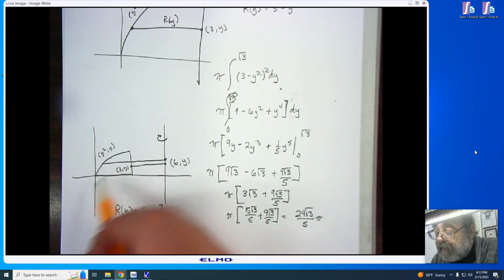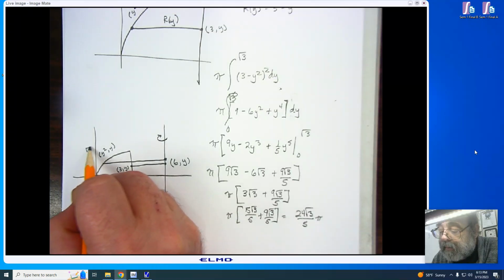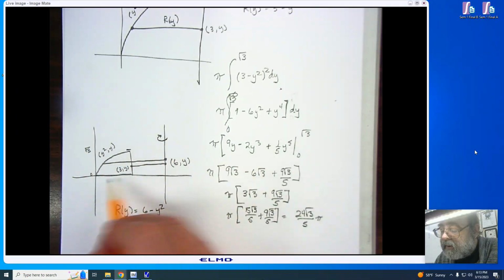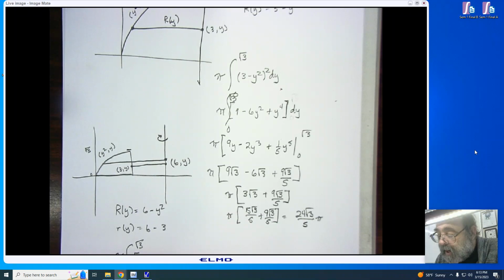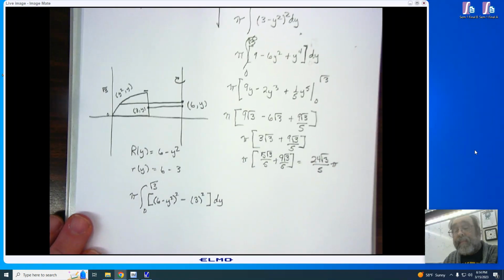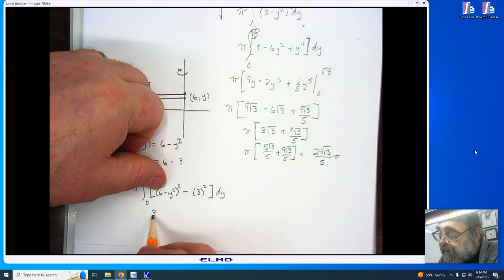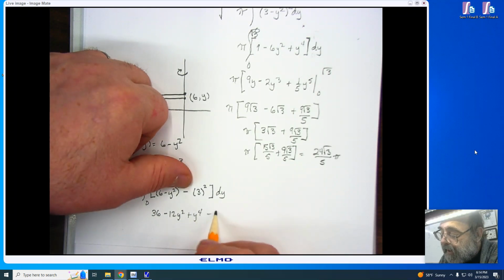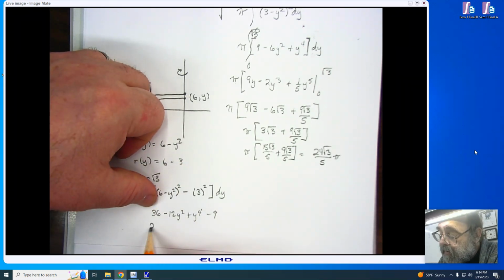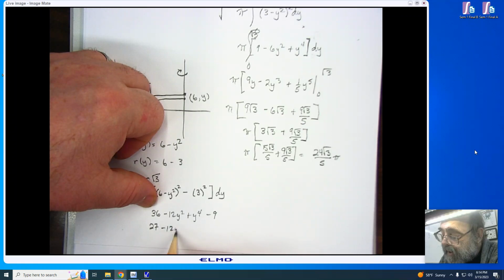we are still integrating from 0 up to root 3. Again, perpendicular to the axis of rotation. We have our big R, which is 6 minus y squared, squared, minus 3 squared, dy. Simplifying this is 36 minus 12y squared plus y to the fourth minus 9, which is giving me 27 minus 12y squared plus y to the fourth.